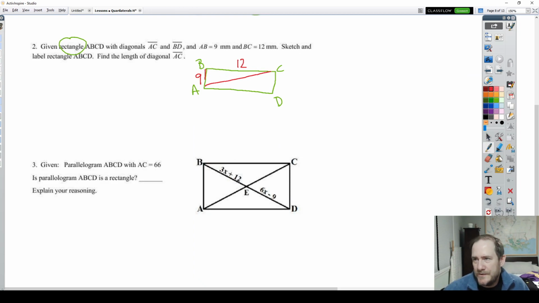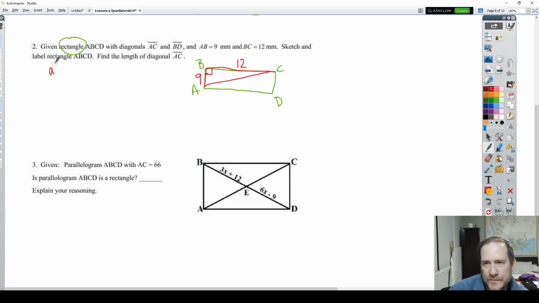Alright, so this is good. This is practice we definitely need. You guys should remember that in a rectangle, all the angles are 90 degrees. And when you've got a 90-degree angle, and you're trying to find this diagonal, that's going to form a nice right triangle for you. You guys can see it here in red. And when you got a right triangle, you can use the Pythagorean theorem to solve.